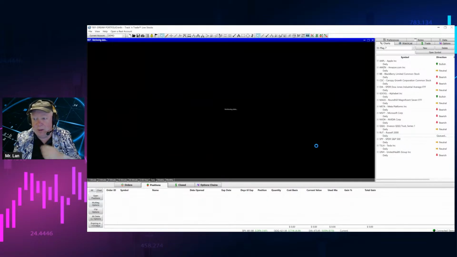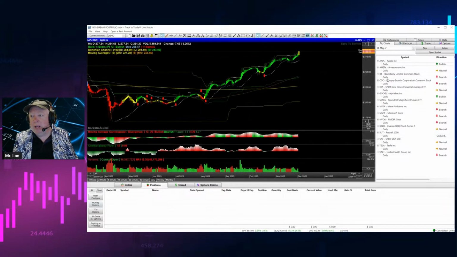Russell 2000. Okay, it says it's retrieving data. We'll let it go for a minute. Let's start up here. We started with Apple last night in class.